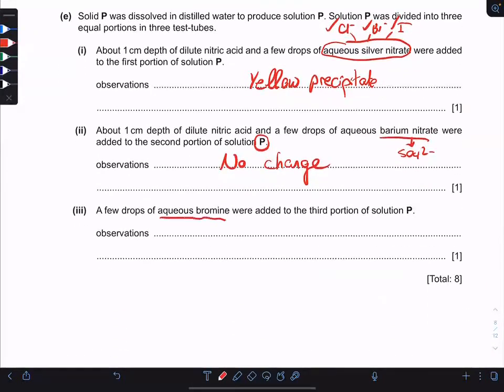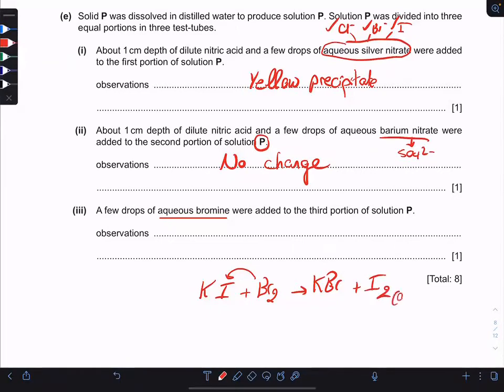Then he added aqueous bromine. Okay, aqueous bromine was added to the third portion of solution P. Take care, potassium iodide and you're adding bromine, a displacement reaction will take place. Potassium bromide and iodine will be formed.